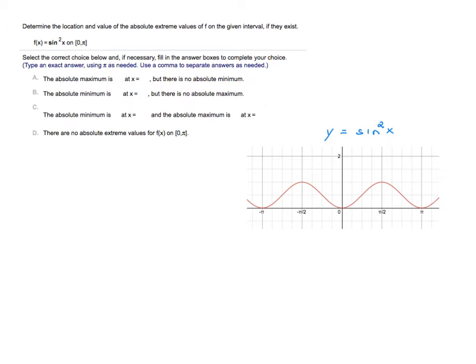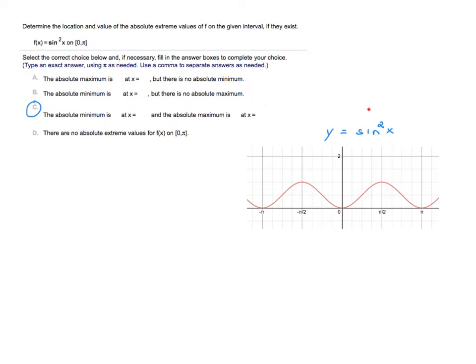We need to find the absolute extreme values of f of x equals sine squared x on the closed interval from 0 to pi. If you have a continuous function on a closed interval, the absolute min and max always exist. So between these four options, it's going to be D. We're going to choose this one here. But all we need to do is find what the max is, what the min is, and the x values where they occur.